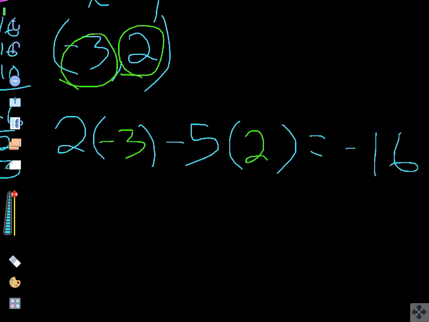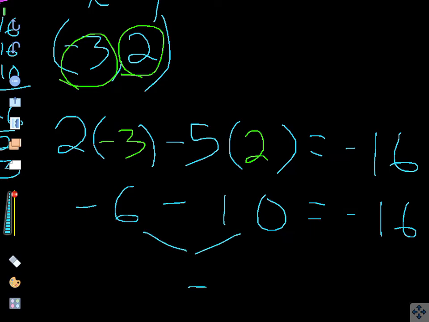Now we'll multiply 2 times negative 3 is negative 6. 5 times 2 is 10. And then if we combine like terms, negative 6 minus 10 is negative 16. And because the left side of the equation equals the right side, our equation was correct. So our check is correct.